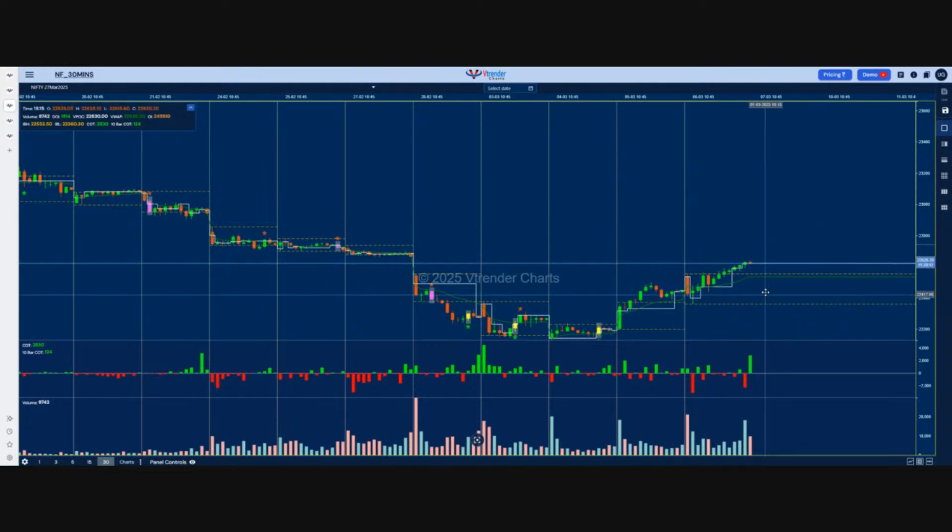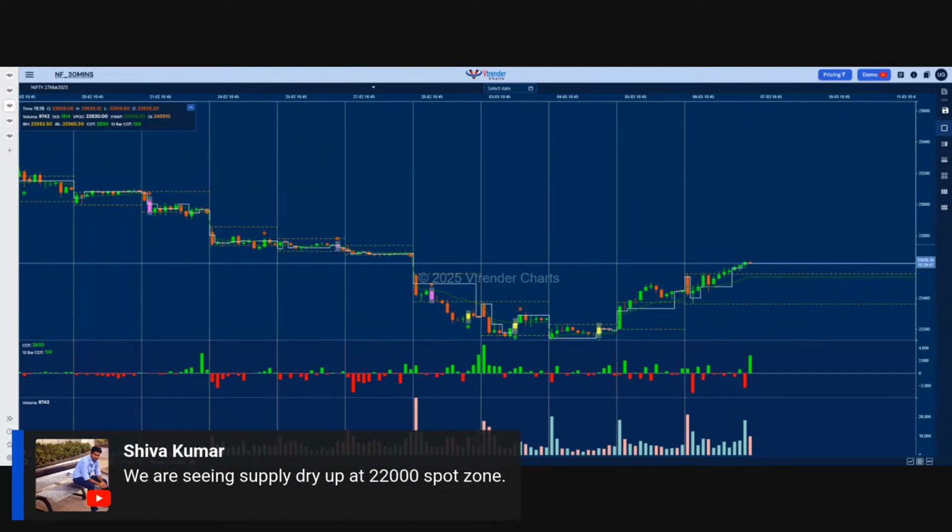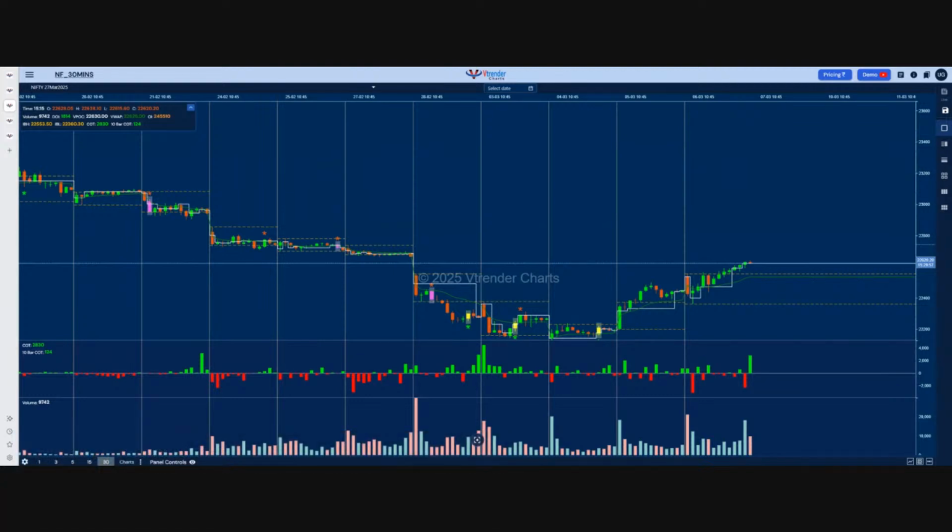So we'll have to wait and see how the new weekly settlement, which is starting from tomorrow, shapes up and take it forward. If there are any queries, I'll answer them before we wind up for the day. Yes, Shiva has one query saying that Shai had mentioned that at 22,000 spot the supply was dying, and we clearly saw that in the order flow chart.